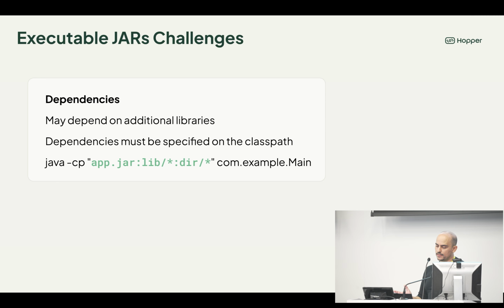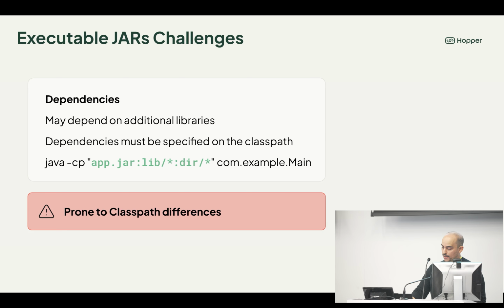Basically, the dependencies. Because to run a Java application, we need to specify all the dependencies in the classpath. Here you can see the java -cp. I can specify jars, I can specify a directory which contains other jars, and specify the main entry point. In different environments, this could lead to classpath differences that could lead to runtime errors.